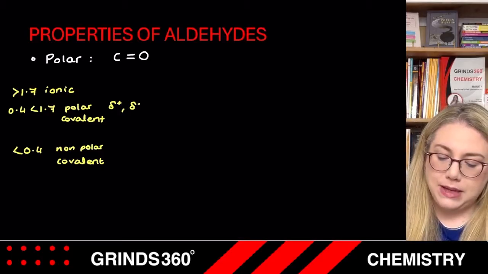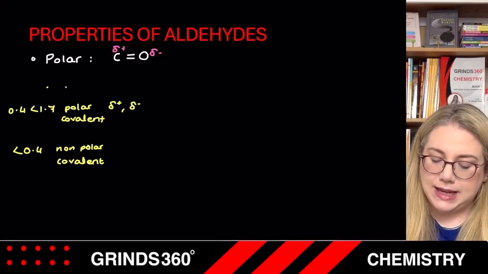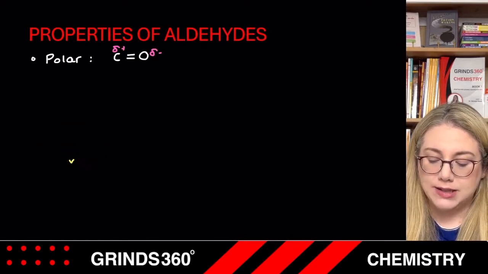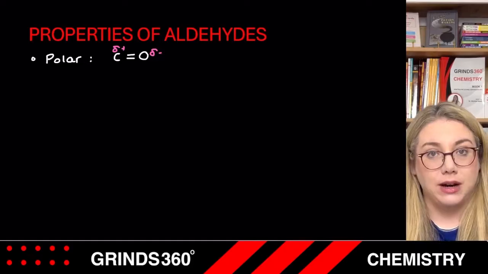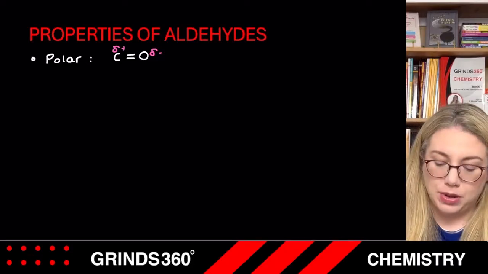So if I was labeling which one is the delta plus and which is the delta minus, the oxygen is always delta minus and the carbon is delta plus. And the reason for that is oxygen is more electronegative. The number for oxygen's electronegativity is bigger than the number for the carbon. So it has the bigger electron pulling ability.